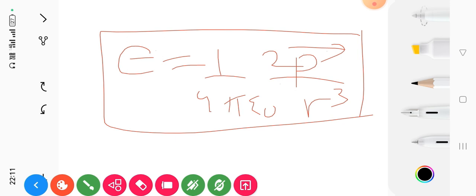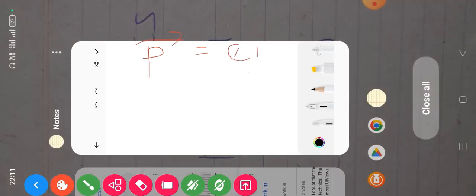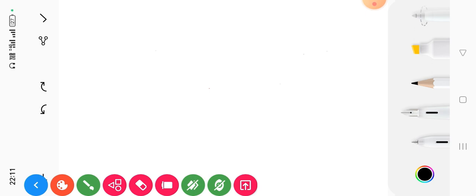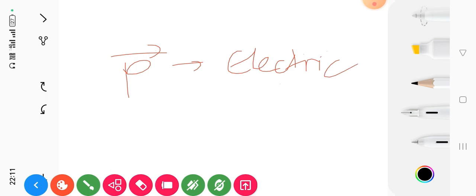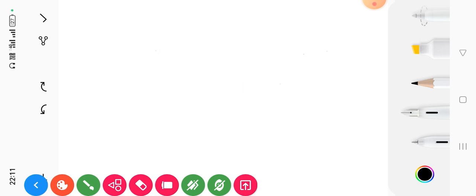And what is this p here? The p here is the dipole moment, the electric dipole moment. What is the meaning of this electric dipole moment? Basically, it tells about the strength of the dipole.